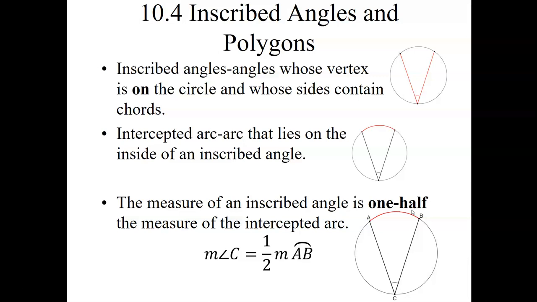Keep in mind the difference between a central angle and an inscribed angle. For a central angle, the vertex is on the center point, and the measure of the arc and the measure of the angle are the same. For inscribed angles, the vertex is on the circle, and the measure of the angle is half of the arc. Keep those two straight.